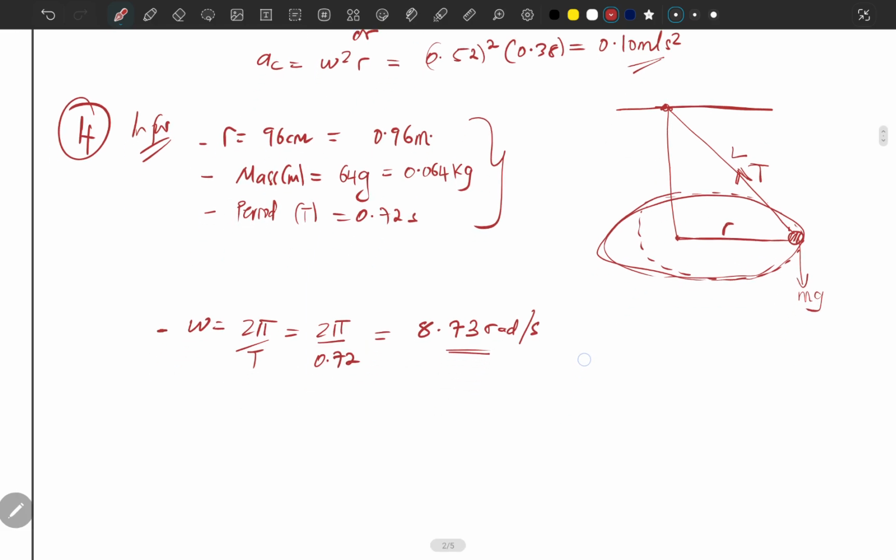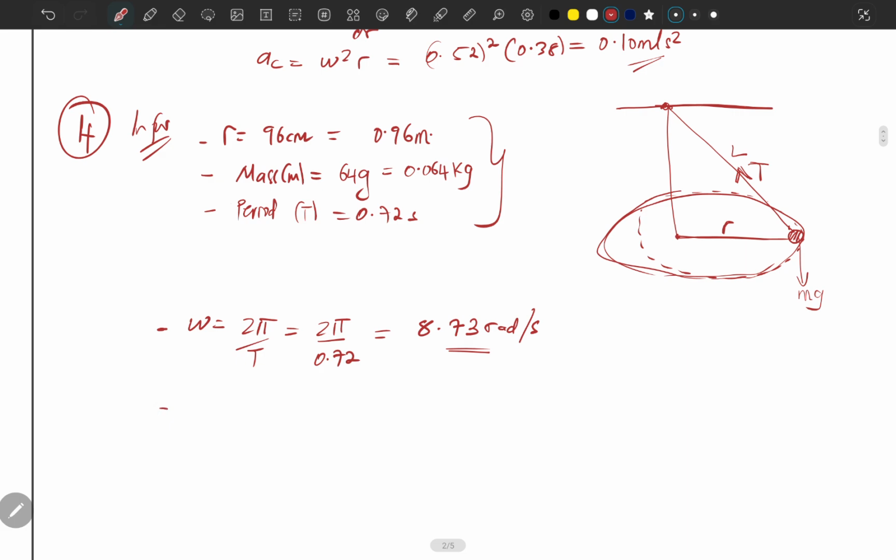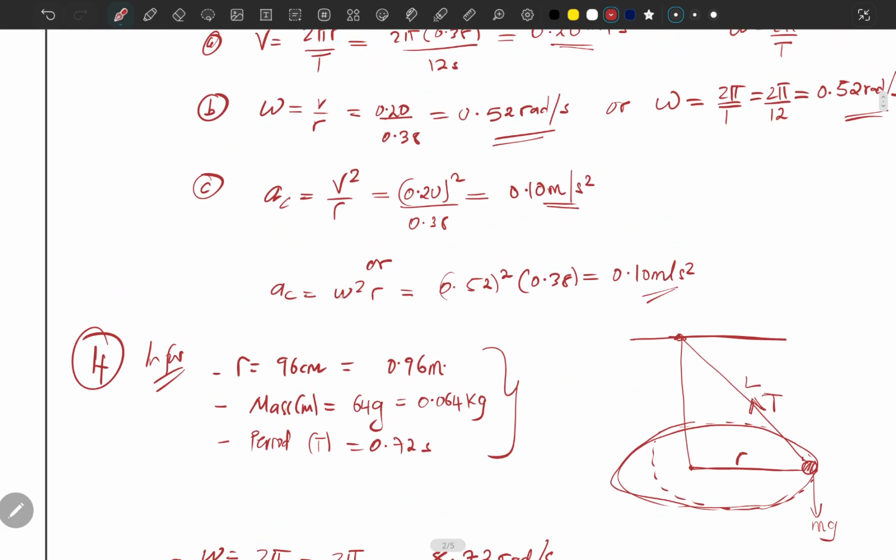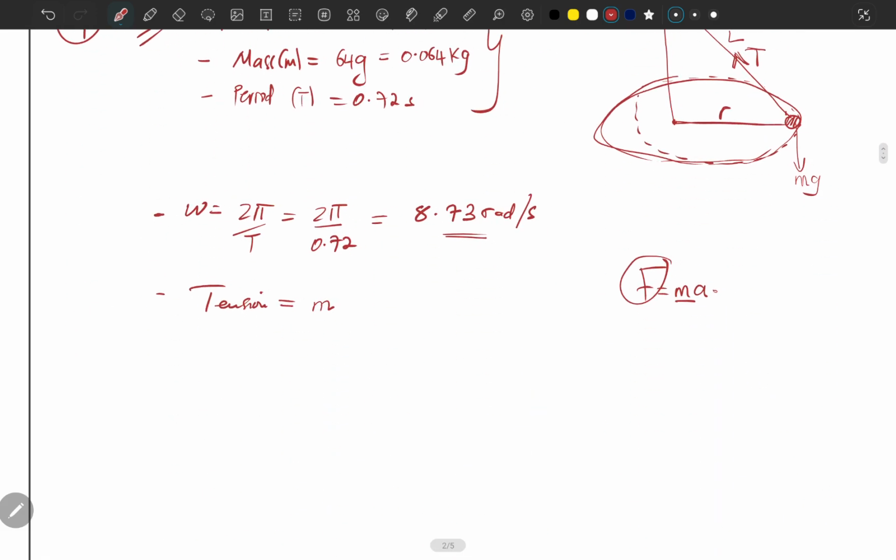Right, now, after finding this, how do we find the tension itself? Remember Newton's second law of motion, force is mass times acceleration? This is what we're doing now. The tension in this case is a force, and the mass remains the same. But what about acceleration? Remember how we found acceleration? Angular velocity squared times r.